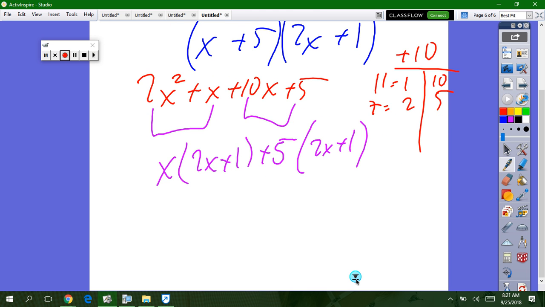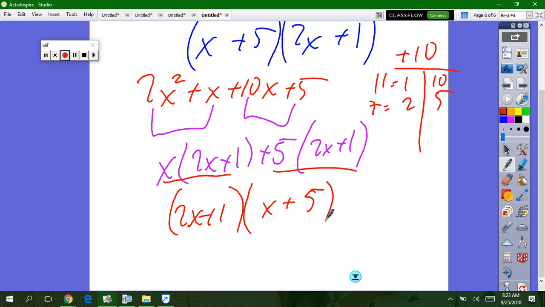Now, I'm factoring by grouping, which is just pulling out a GCF. That's what I'm doing right here. What do these share? They share the 2x plus 1, correct? So Hiram, what's left over if I pull out 2x plus 1? What's left over from the left side? X. How about the other one? There you go. Is that the same answer I got previously?